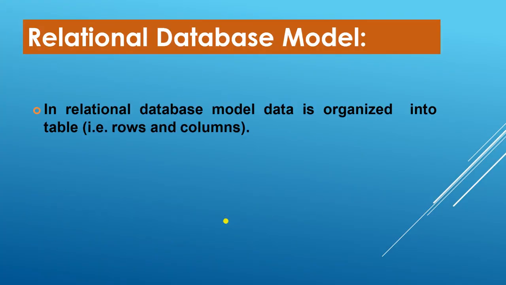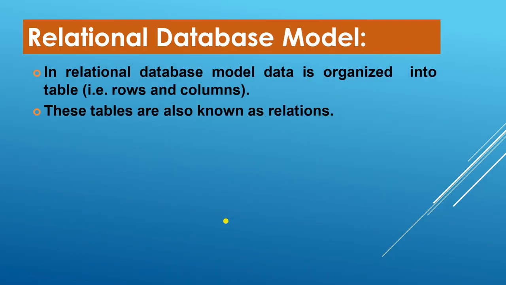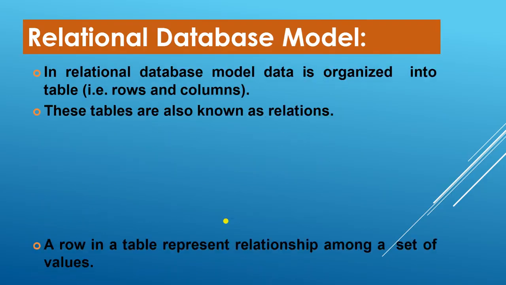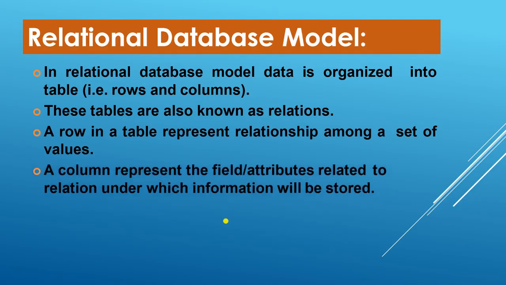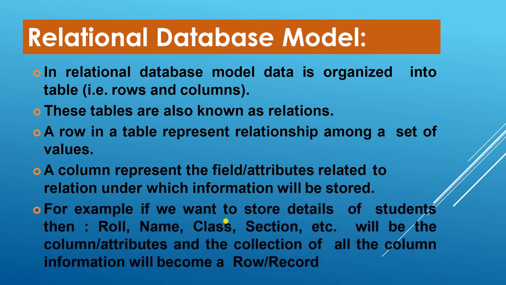Now relational data model. In the relational data model, the data is organized in the form of tables, means in the form of rows and columns that make a relation. The row in a table represents the relationship among a set of values, and a column represents the field or attribute related to the relation under which the information will be stored.